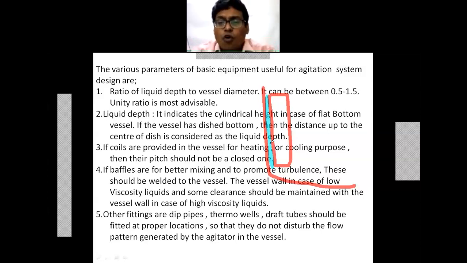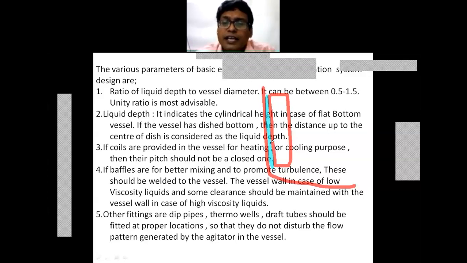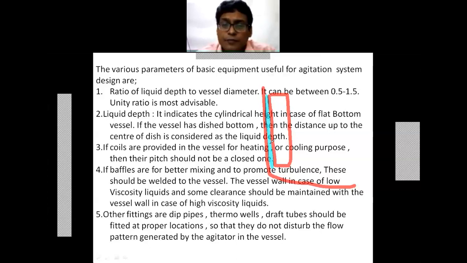So in the case of low viscosity liquids, some clearance should be maintained with the vessel wall, and in the case of high viscosity liquids as well. Other fittings which are necessary in your reaction vessel are the dip pipes, thermowells, and then the draft tubes. So these are the different fittings which will be available in the vessel. Dip pipes are for measuring the height.